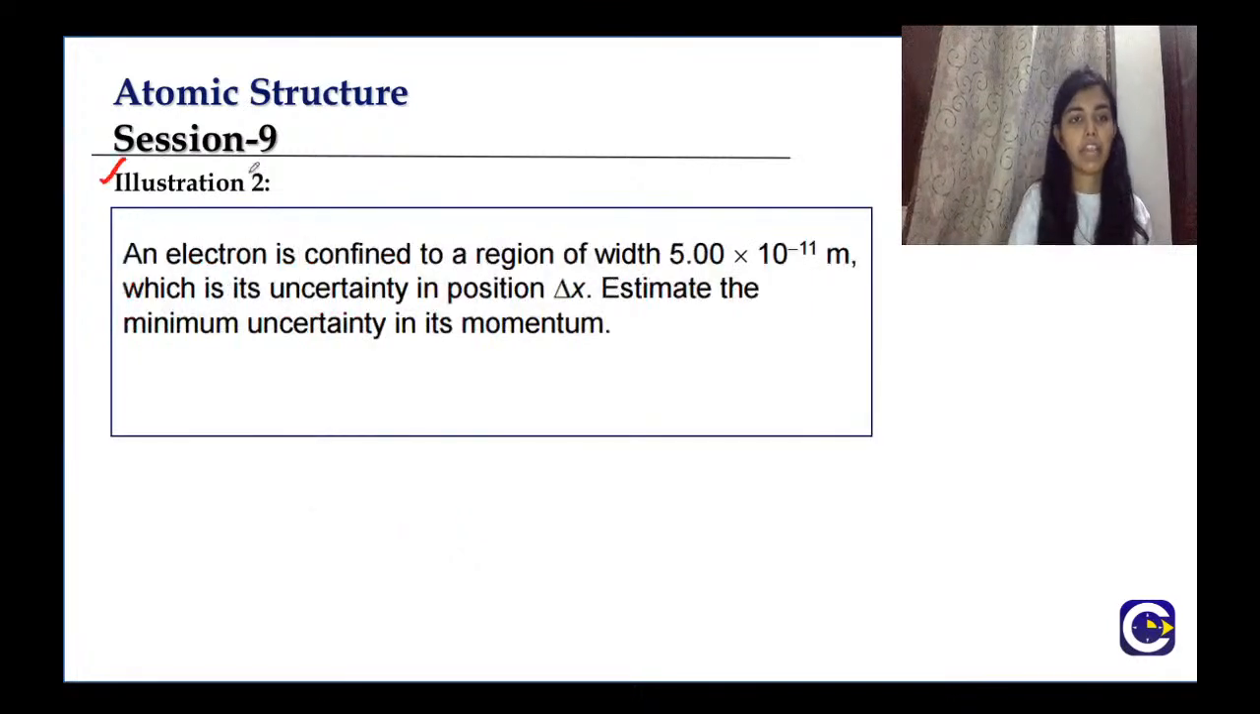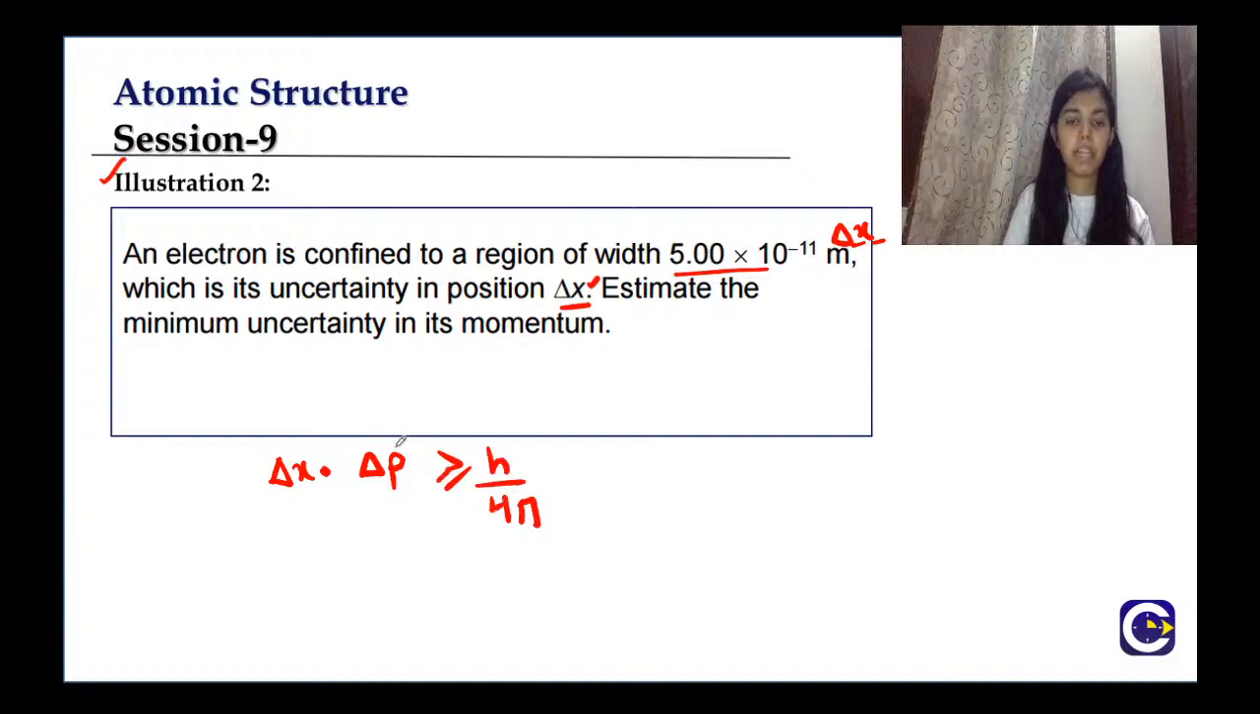Now, this is the last question that you have to do, and then we will end up with the session. An electron is confined to a region of width this much, which is its uncertainty in position, delta x, right? So this is the delta x. Estimate the minimum uncertainty in its momentum. You have to find out the minimum uncertainty in its momentum. You have to just apply the Heisenberg uncertainty principle. Delta x dot delta p is greater than or equal to h by 4 pi.